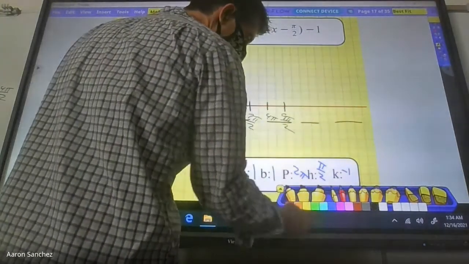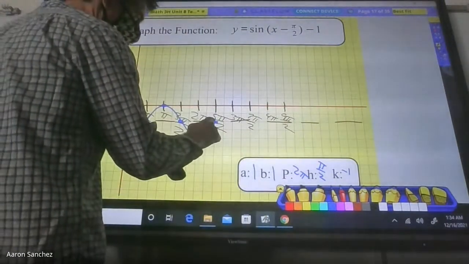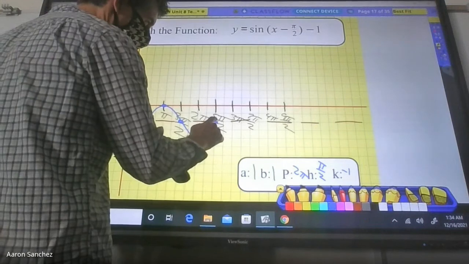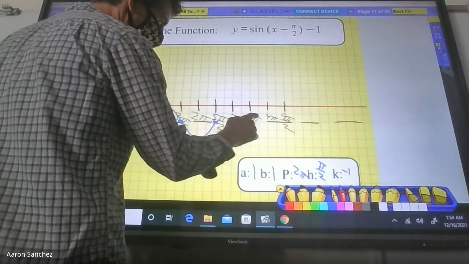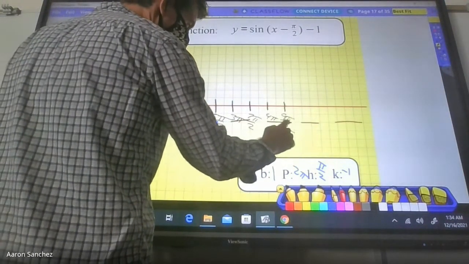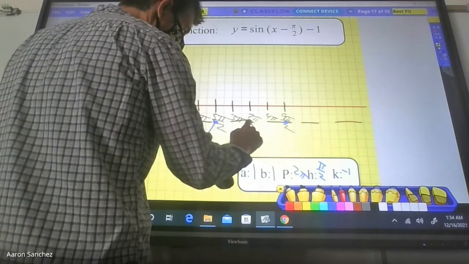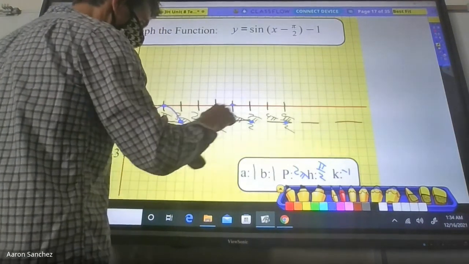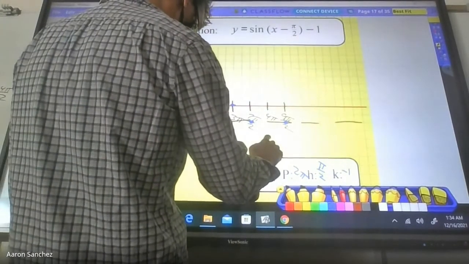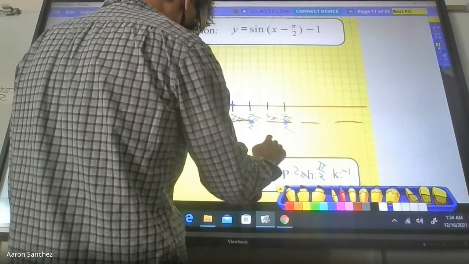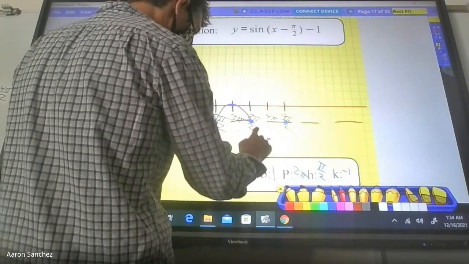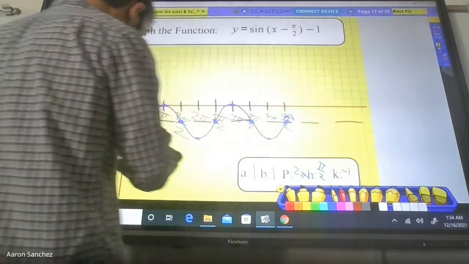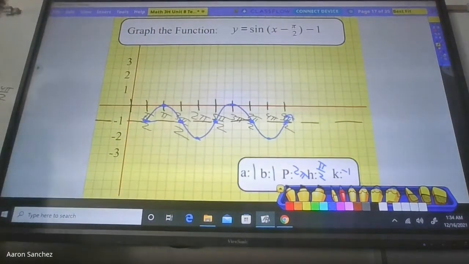Let's do our 5 keyers. I got 1, and then 1, 2, 3, 4. First and last, and then the middle are my zeros. And then I go up 1. I just mirror this. I go down 1. And I think that's right. Is that right? And that's all you've got to do.